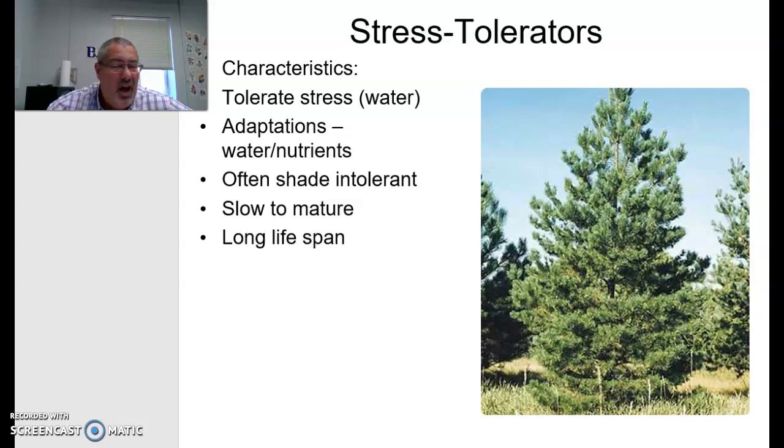They're often not tolerant of shade. They prefer open, well lit conditions, and they tend to be long lived. Okay, so stress tolerators, pine trees, rudderals, weedy plants that you might find in your lawn or in an agricultural field.